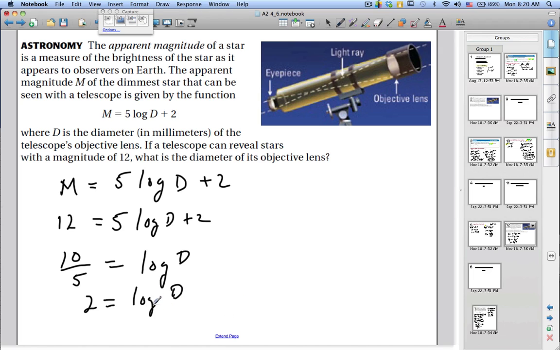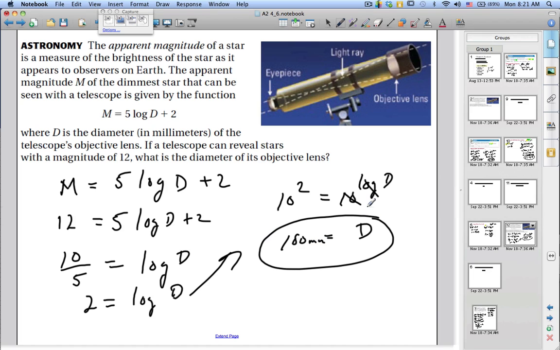So in this case, I'm going to exponentiate either side, right? So this is a log base 10. It's a common logarithm. So 10 squared is equal to 10 to the log base 10 of d. 10 squared is 100, is equal to d in millimeters. So this is 100 millimeters. Okay, so again, isolate the logarithm, exponentiate either side of the function, and you can solve a logarithmic equation.